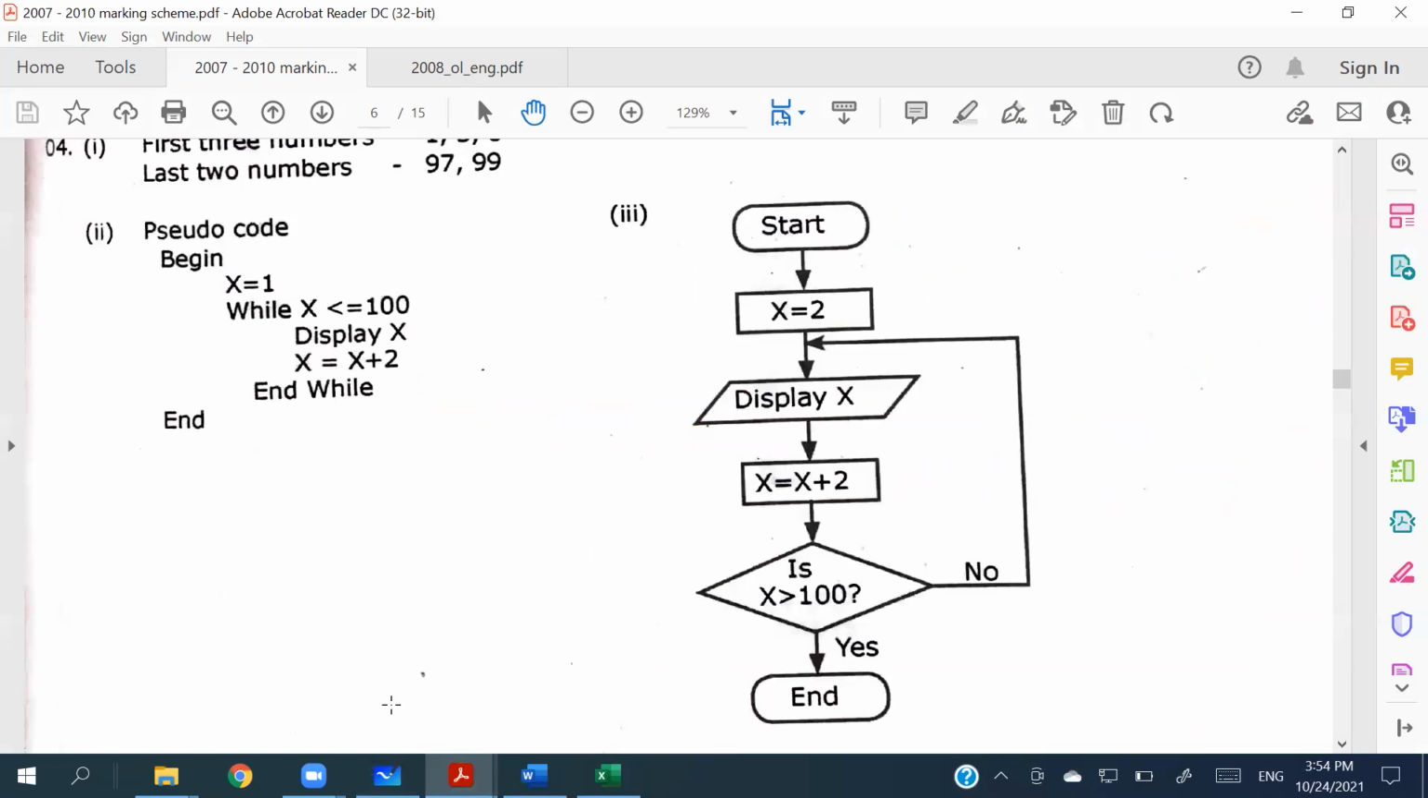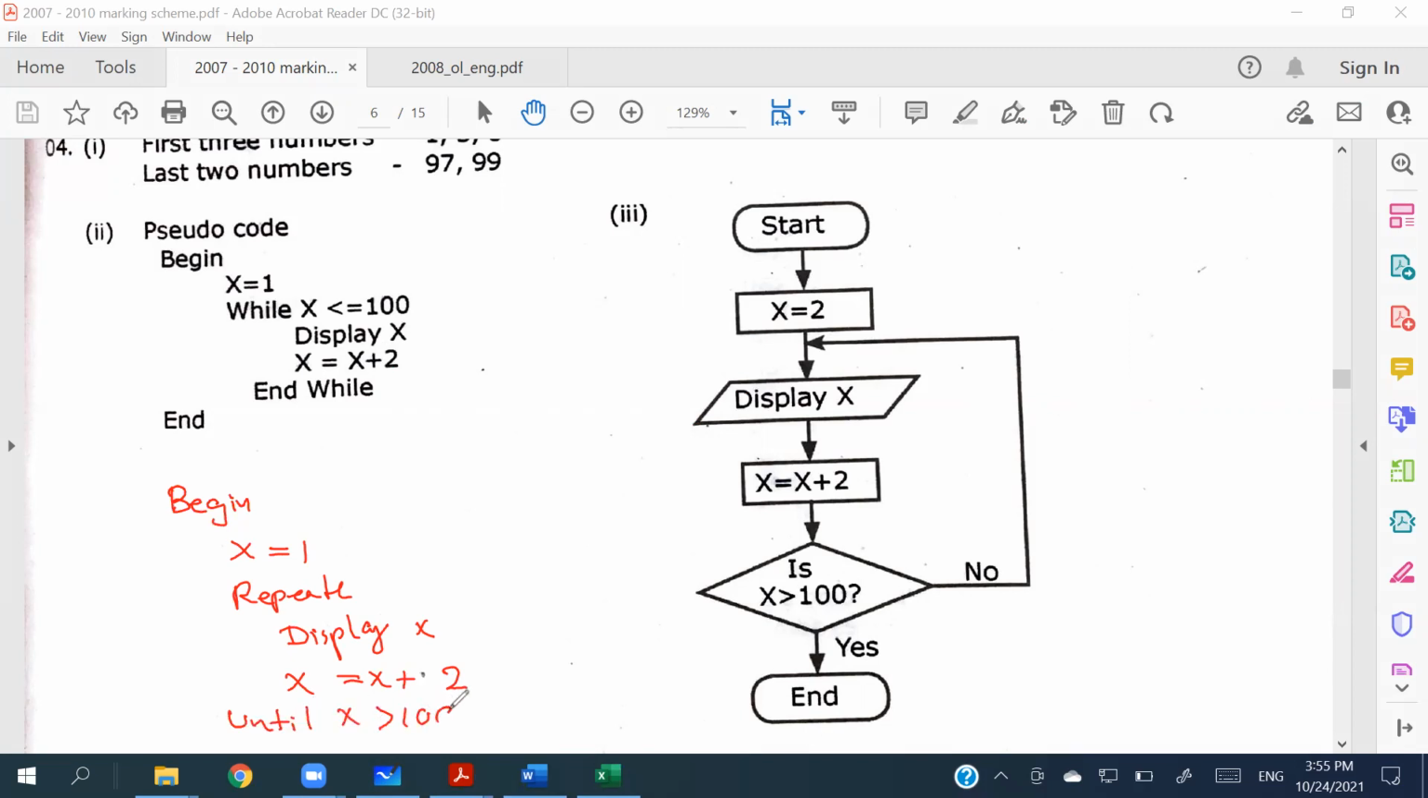Right, so if you look into the marking scheme, it goes the same way. And in case you write this using repeat until, you can write it using repeat until as well. Begin, x equal 1. Then you say repeat. Then you give the things in the very same way: display x, x equals x plus 2. And the condition stays as it is, until x larger than 100. Then you end the pseudocode, right? You can go with those two ways, right?